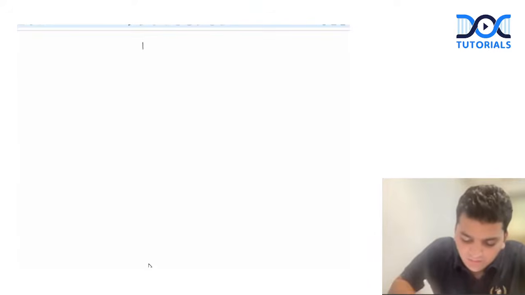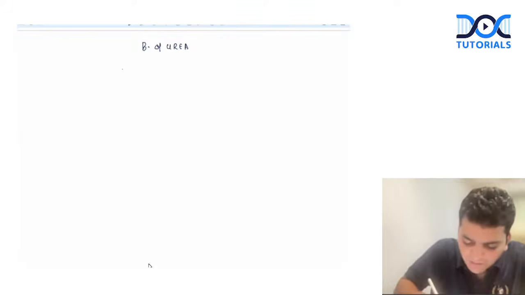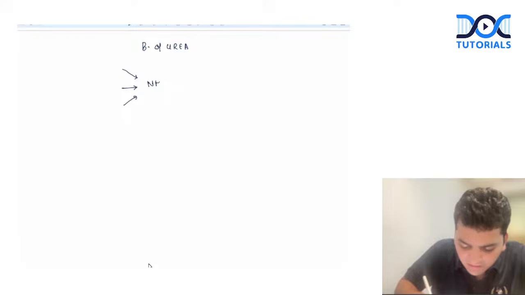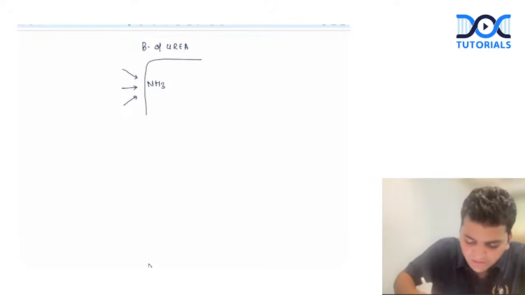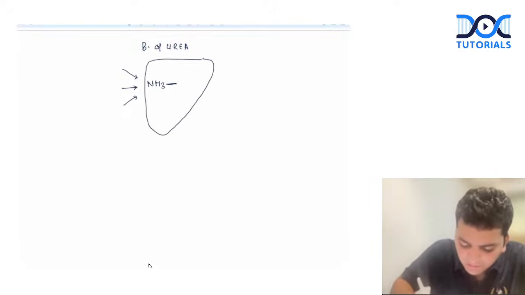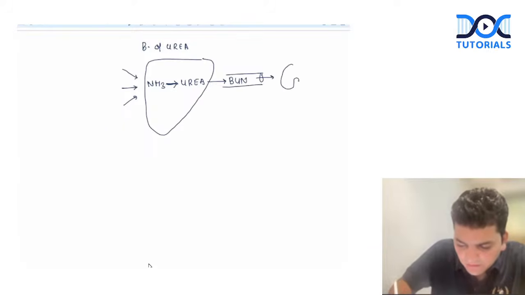We have started with the biosynthesis of urea. In biosynthesis of urea, basically in our body, we have the different sources of ammonia. Ammonia is a very toxic molecule. We take it to the kidney, we take it to the liver and convert this ammonia into urea. And this urea will come in the blood. Then it is called as the blood urea nitrogen. It reaches to the kidney and will be thrown out.